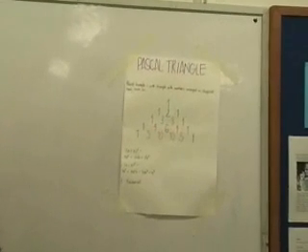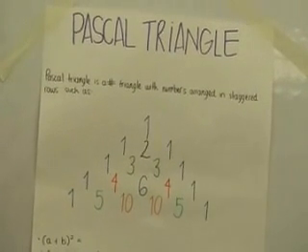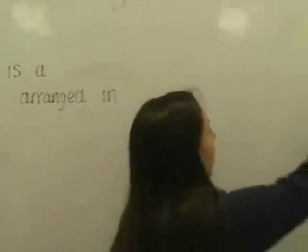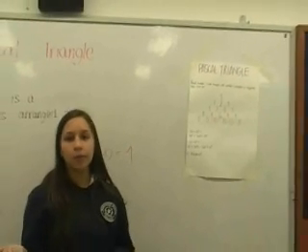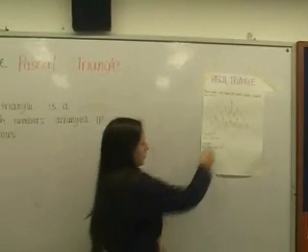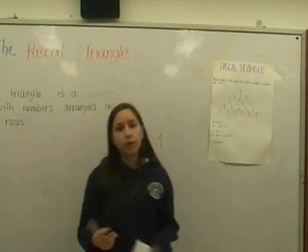In math, everything starts with 0, but in the Pascal triangle, 0 equals 1. That's why the Pascal triangle starts with number 1. And the number 1 will always be on the outside of the rows.